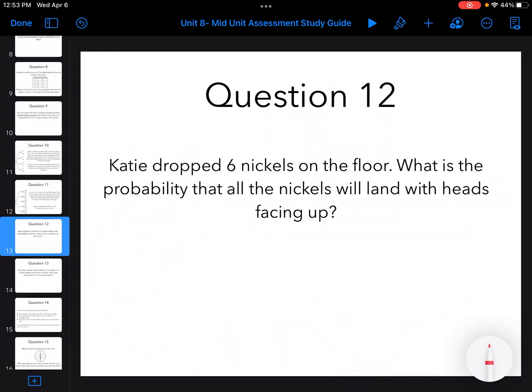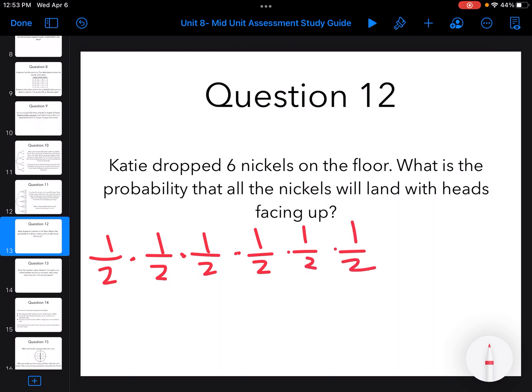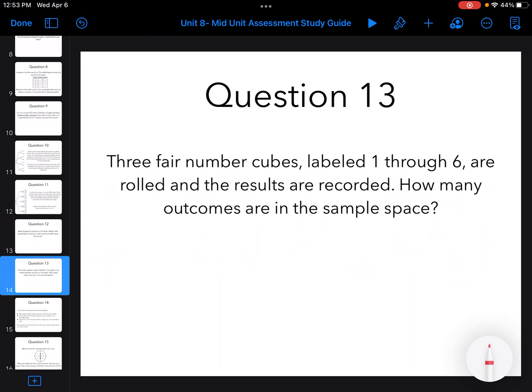Katie dropped 6 nickels on the floor. What's the probability that they'll all land heads up? So 1 out of 2 for the first nickel, 1 out of 2 for the second nickel, 1 out of 2 for the third, 1 out of 2 for the fourth, 1 out of 2 for the fifth, and 1 out of 2 for the sixth, that it's going to land heads up. So 1 times 1 times 1, all those ones is going to equal 1 on the top. And then 2 times 2 is 4, times 2 is 8, times 2 is 16, times 2 is 32, times 2 is 64. So 1 in 64 is the probability that all those nickels are going to land heads up.